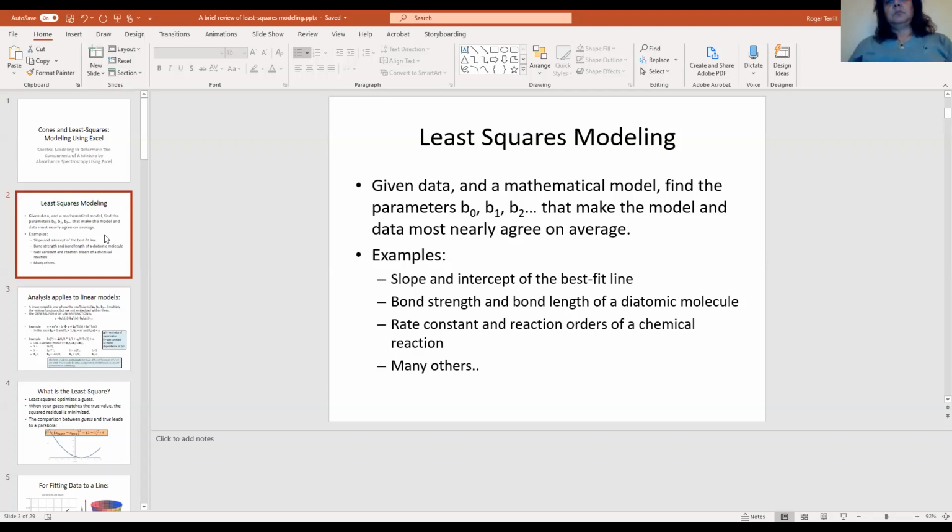You can also apply this to many other problems of a chemical physical nature. You can find the bond strength and bond length of a diatomic molecule from its rotational spectrum. You can find the rate constants and orders of chemical reactions and many others. It really boils down to finding a way to linearize the model, right?